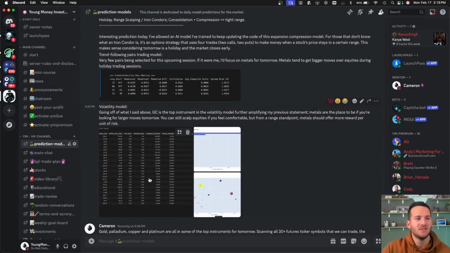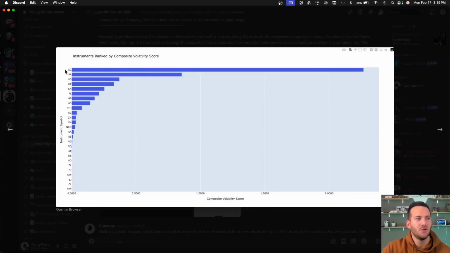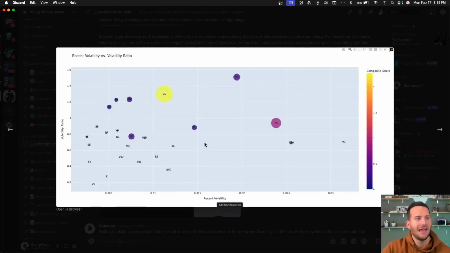And it not only gives you a detailed list here, it gives you a bar graph to see which instrument has the strongest composite volatility score. And then you also get this great recent volatility versus volatility ratio. And this almost kind of scatter plot shows you which instruments are the best to trade based on volatility.